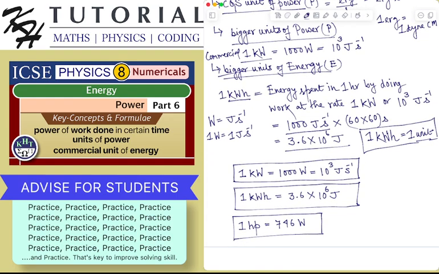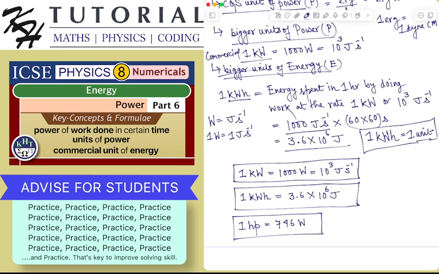Okay, so these are some formulas or conversions you must be well aware of. 1 kilowatt is simply 10 to the power 3 joule per second, but 1 kilowatt hour is equal to 3.6 multiplied by 10 to the power 6 joule. And there is another unit of power, 1 horsepower, which is used by the British government. 1 horsepower is equal to 746 watt. So these are all about the units of power and the commercial unit of energy, which is 1 kilowatt hour.